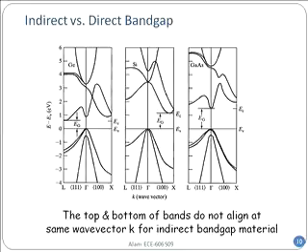And anytime they are not aligned and they have a different value of k, then it is an indirect band gap material like silicon, like germanium. And you know that, right? This point you have seen many times. Now, I'm going to focus on gallium arsenide, a direct band gap material.